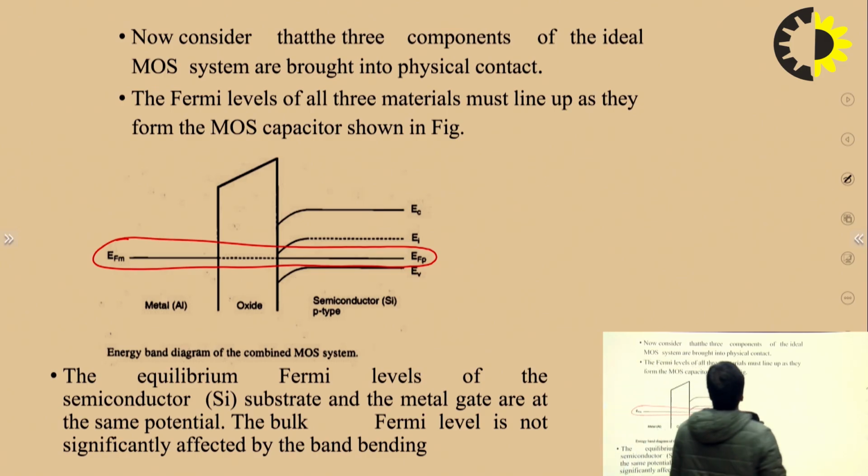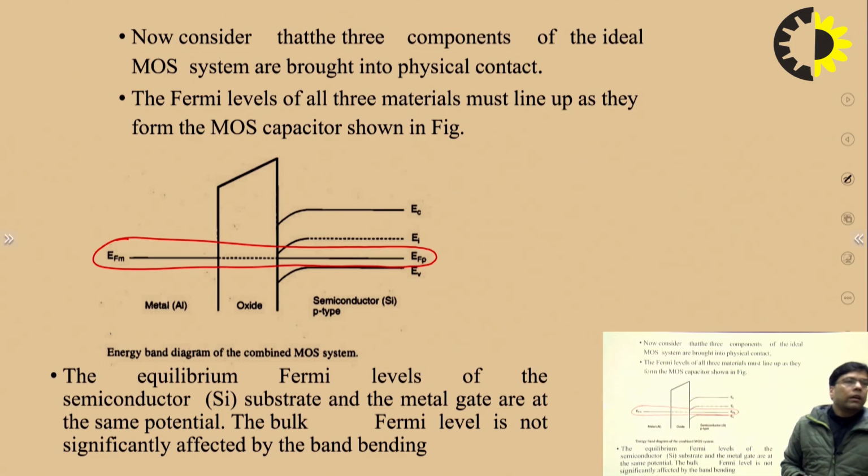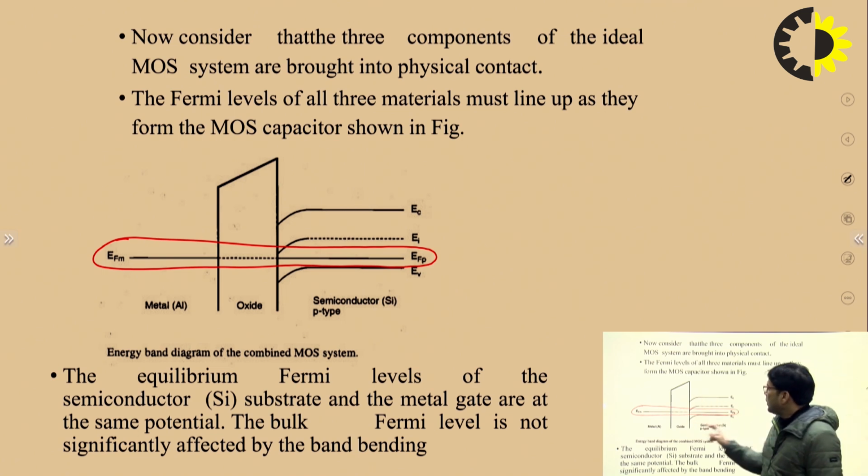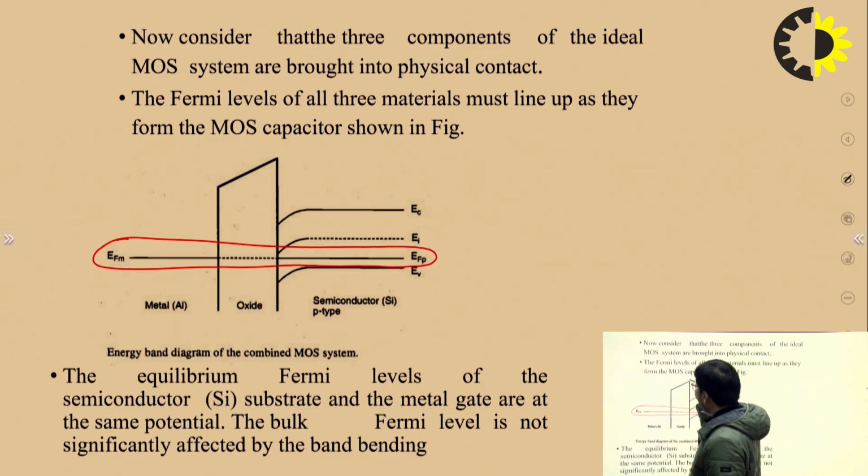Aligned Fermi level, right? So you can see now, considering that the three components of an ideal MOS system are brought into physical contact, the Fermi levels of the three materials must line up as they form the MOS capacitor. So this is the aligned Fermi level.